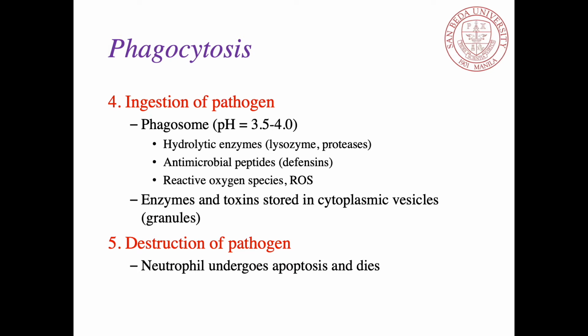The final steps involved in the process of phagocytosis are the ingestion and destruction of the pathogen. Acidification, which occurs within the phagosome, is used to kill the ingested pathogen. The phagosome pH is 3.5 to 4, and this level of acidity is bacteriostatic or bactericidal. Once the whole process of phagocytosis is finished, the neutrophil then undergoes apoptosis and dies.